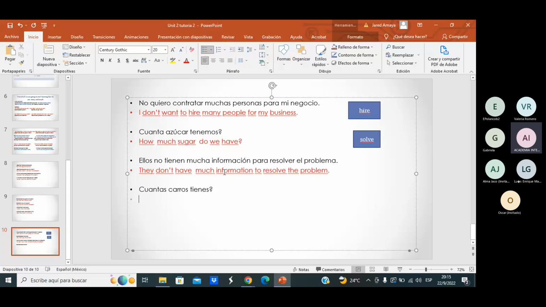And this is the last one and the easiest one. Y la más fácil.